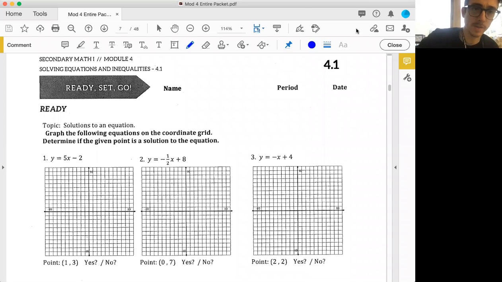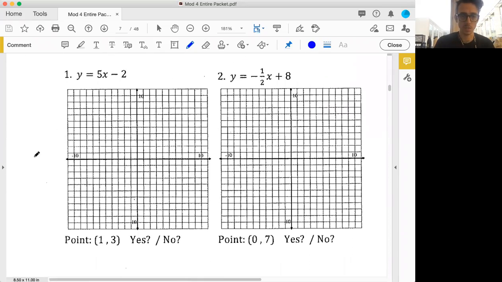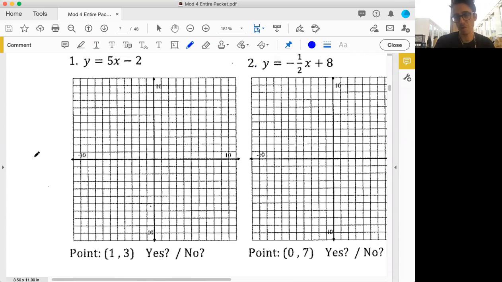Oh, 4.1. Let's do this. Solving equations and inequalities. This part is pretty simple. You're pretty much just graphing this equation, seeing if this point's on it. So if you graph everything correctly, you're just seeing if that one point is where it claims it's on the line, or maybe not on the line.